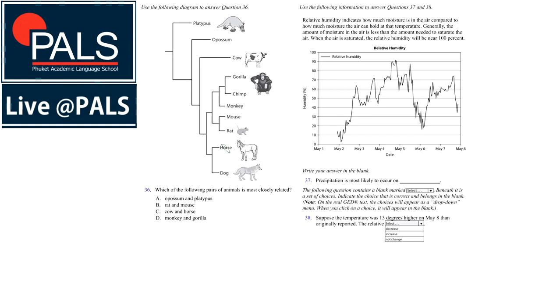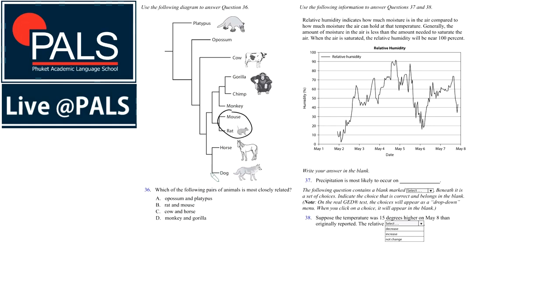We see some kind of cladogram here, which shows evolutionary relationship between organisms. Which of the following pairs of animals is most closely related? The opossum, which is here, and the platypus, which is there. Probably not, but let's see. Rat and mouse, that looks very close.